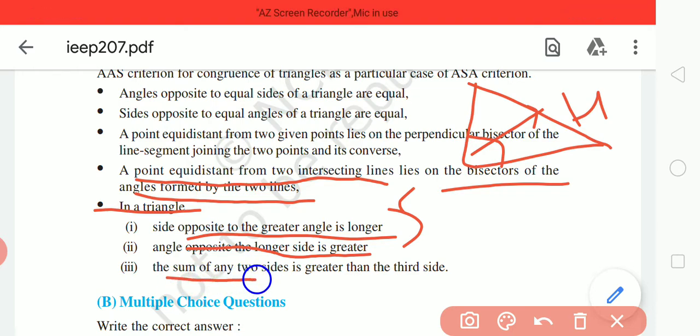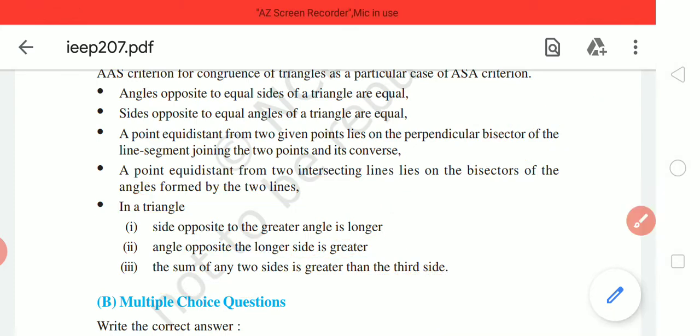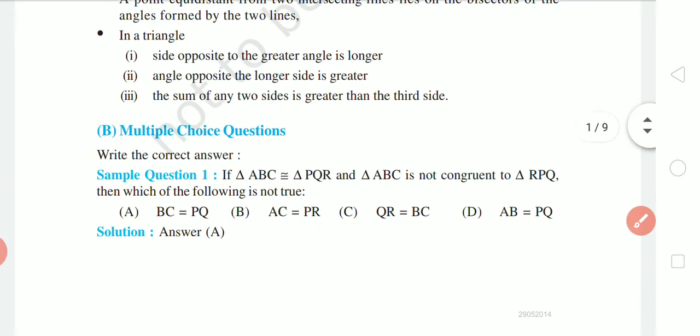The sum of any two sides is greater than the third side. You know that you have studied this in class 7th also. A triangle is possible if the sum of two sides is greater than the third side, or the difference of two sides is less than the third side. This is the condition for a triangle to be constructed.